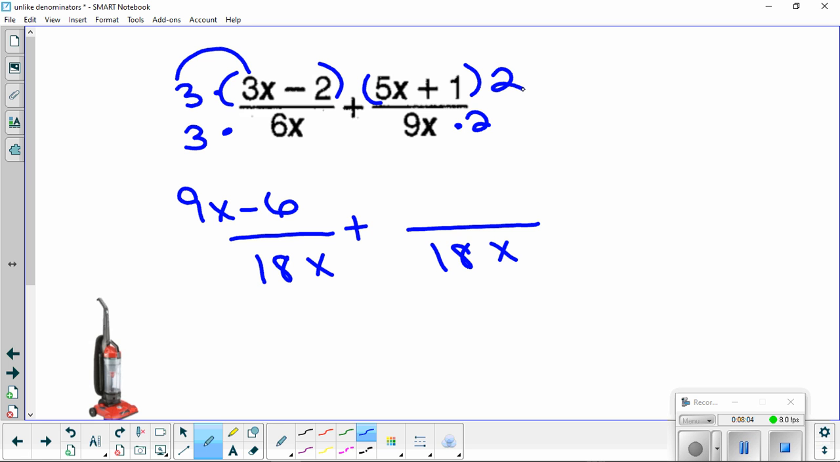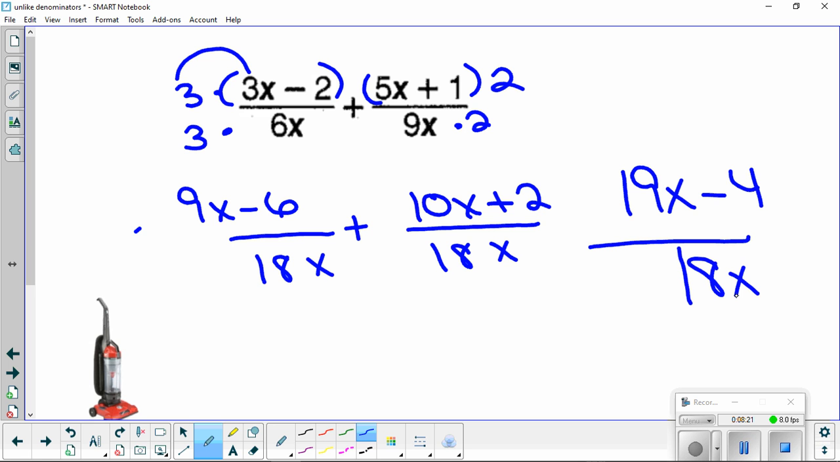I'm distributing that 2, so I'm going to get 10x plus 2. So now I just combine everything. 9x plus 10x, like terms, 19x. Negative 6 and 2, negative 4, over 18x.